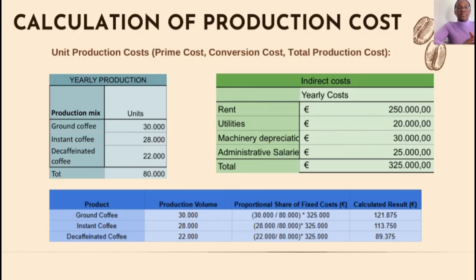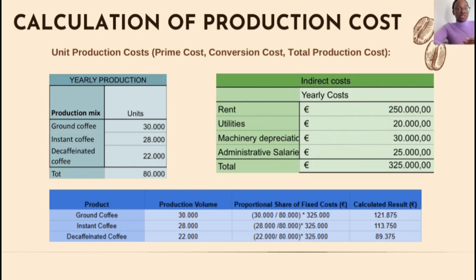In this slide, we see some calculations on the production cost, and we're starting with the calculations of our production mix and how much we have to produce. We can see for our ground coffee, we produce about 30,000. For instant coffee, we have 28,000. For decaffeinated coffee, we have 22,000.